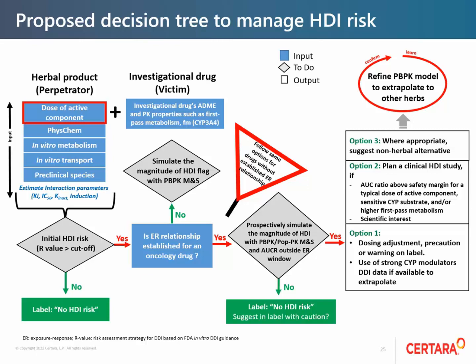Of course, you would also want to characterize your victim drug, particularly the mechanisms that would be targeted by your perpetrator, such as any transporter flux data or metabolizing enzyme fractions. And based on the perpetrator and victim drug properties, you can then calculate an R value. And if this R value is below your threshold, then you can already assume low herb-drug interaction risk.